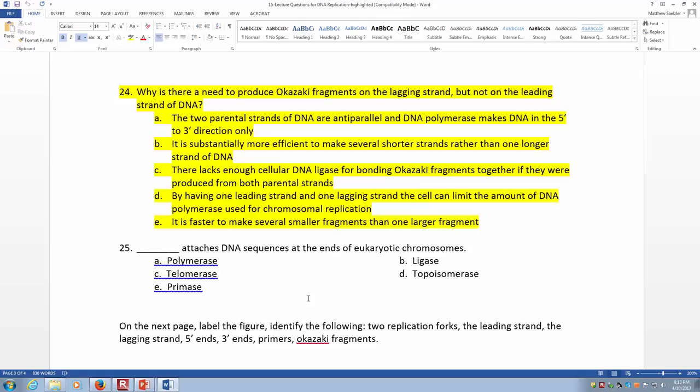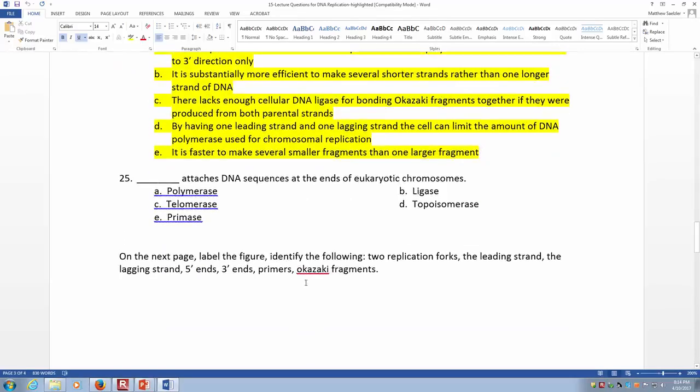Right. So it's a combination of two things. So one, because the two strands are anti-parallel to each other, and then also because DNA polymerase can only build in one direction, you're going to have to build the two strands differently from each other.